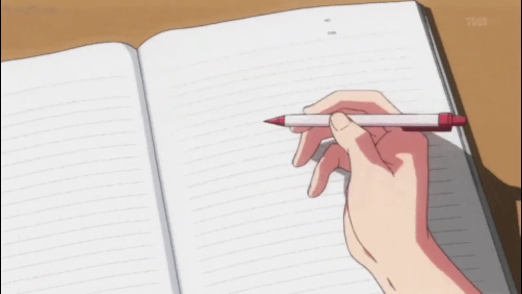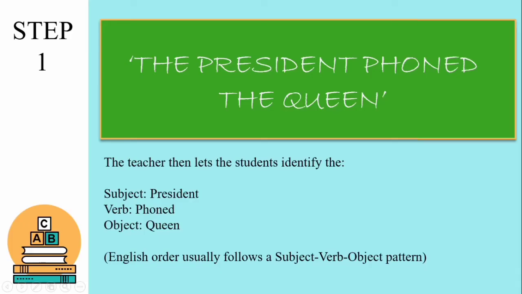In the illustrations that I will show you, the teacher uses an illustrated explanation to highlight a feature of English syntax. In step 1, the teacher writes a sentence on the board which reads, "The president phoned the queen." The teacher then asks the students to identify the verb in the sentence, which is phoned. Next is the subject of the sentence, which is the president, and lastly the object, which is the queen. She reminded the students that English word order follows a pattern: subject, verb, and object, or SVO.